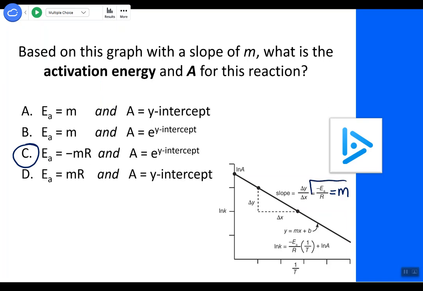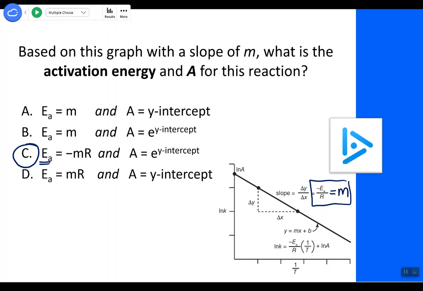If negative Ea over R is the slope of the line, and calculating the slope of a line is a relatively easy task in the scientific community, we can do that. If we want to solve for Ea based on this formula, we simply multiply both sides by R, divide by negative 1, and we end up with negative slope times R. You read the graph, and now you know the activation energy of your experiment.